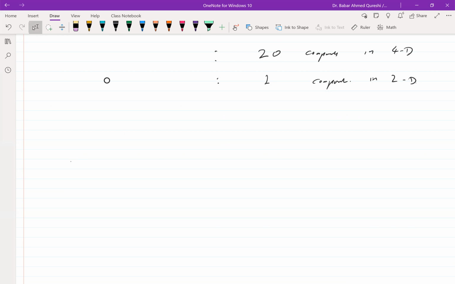So first of all, let's discuss this. Consider a commutator of the covariant derivatives on a vector field.